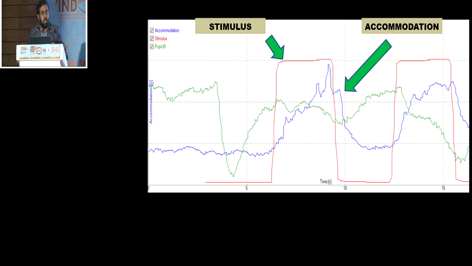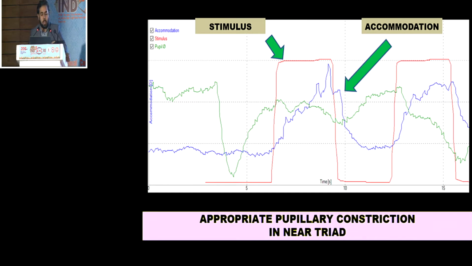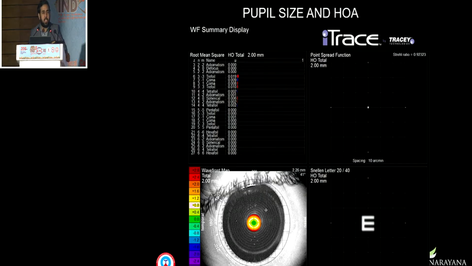Some patients have a normal near reflex but an abnormal light reflex, which we have studied as Argyll-Robertson pupils and different kinds of scenarios. So these things can be objectively assessed by dynamic pupillometry. And with respect to higher order aberrations, pupil and quality of vision, many people make a mistake. They look at an aberrometry and start diagnosing, saying this patient has a lot of internal aberrations.